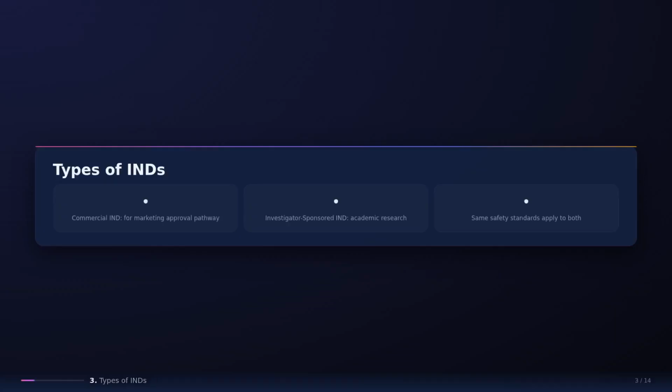There are two main types of INDs. A commercial IND is submitted by a company or organization that plans to ultimately market the drug. These are typically large, comprehensive submissions backed by significant resources. An investigator-sponsored IND is submitted by an individual investigator, often at an academic institution, who wishes to study an already approved drug for a new use or to study an unapproved drug in a research setting. Both types must meet the same regulatory standards for safety and study design, though the submission format may differ.